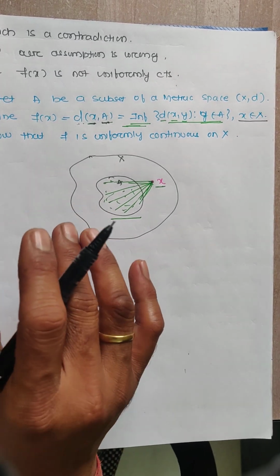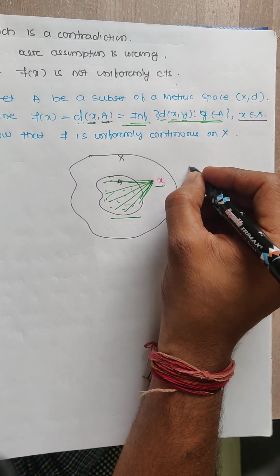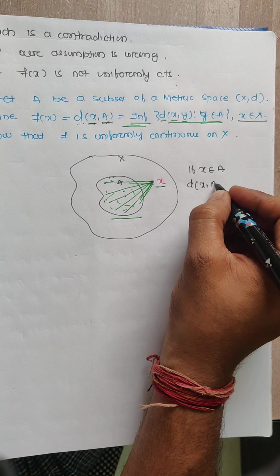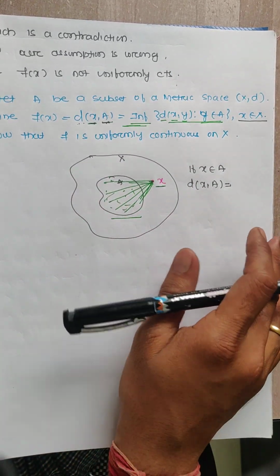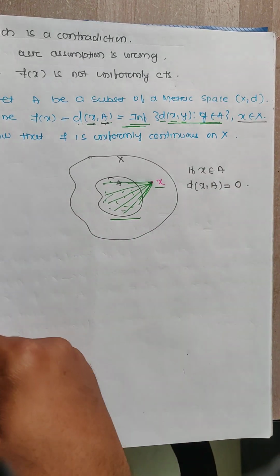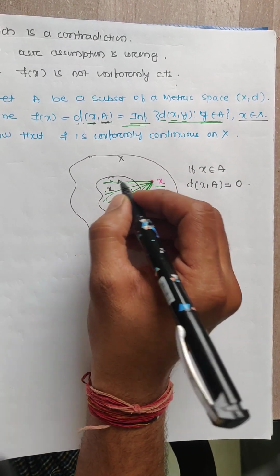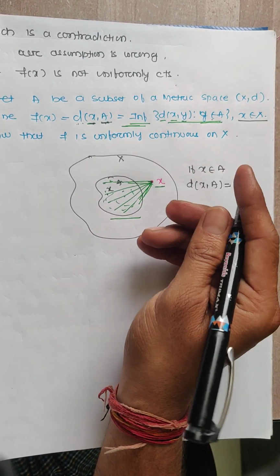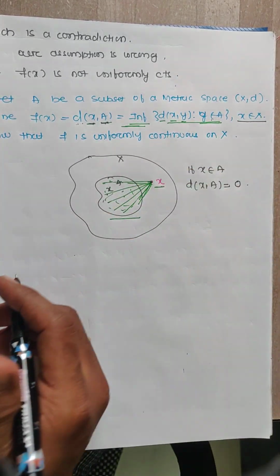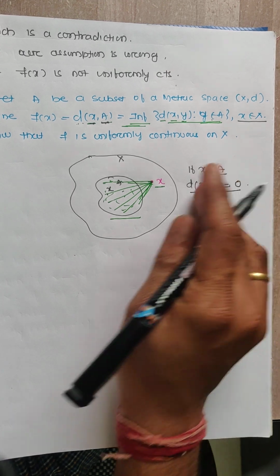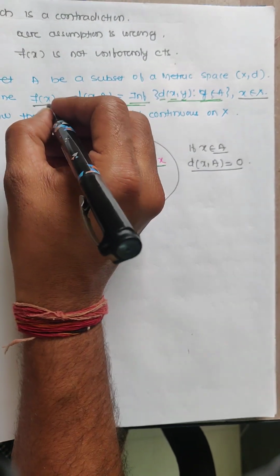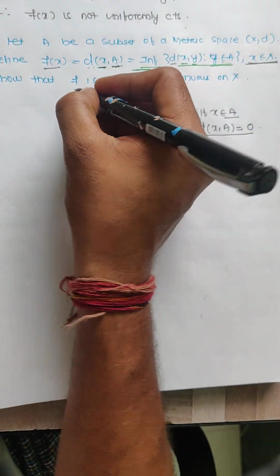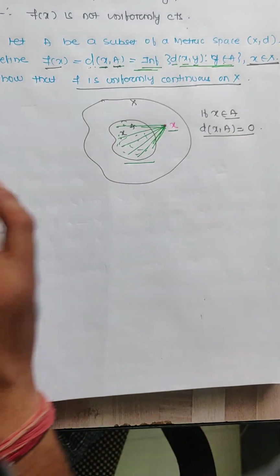Well, if x is in A, what is the distance between x and A? Then I can easily say that the distance between x and A is surely 0, because if x is inside A, the distance between x and x is 0, so the infimum is 0. So if x is in A, distance between x and A is 0. So the function defined is f(x) equal to distance between x and A for every x belongs to X. So I need to show that this function is uniformly continuous on X.